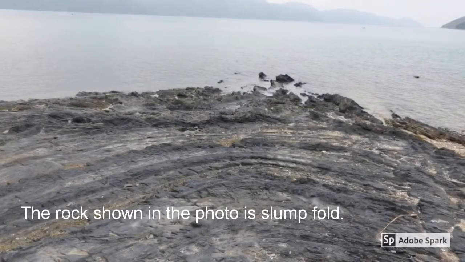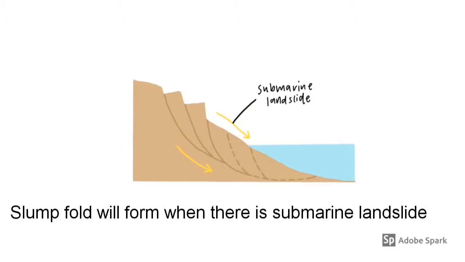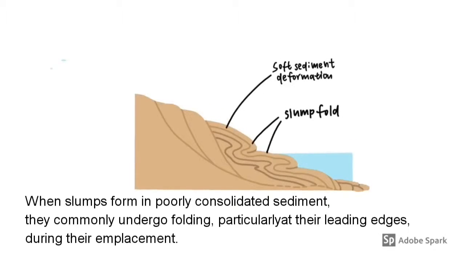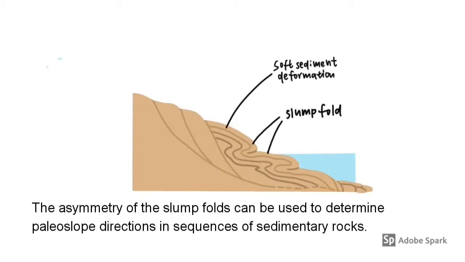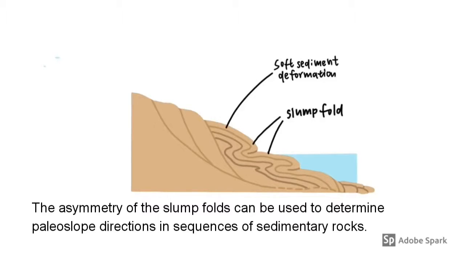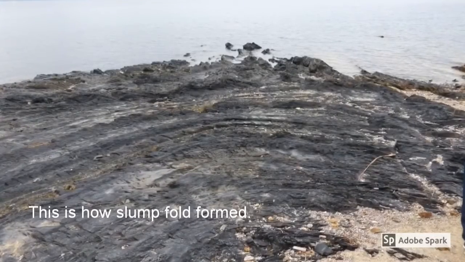The rock shown in the photo is slump fault. Slump fault will form when there is submarine landslide. When slumps form in poorly consolidated sediments, they commonly undergo faulting, particularly at their leading edges during their emplacement. The asymmetry of the slump faults can be used to determine parallel slope direction in sequence of sedimentary rocks. This is how slump fault forms.